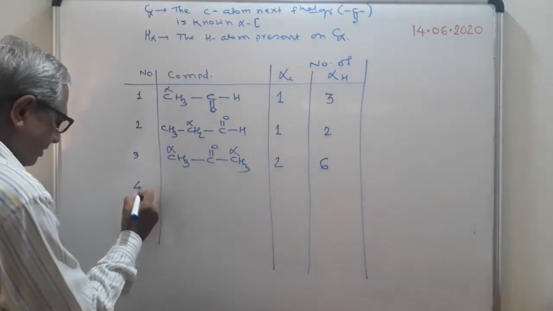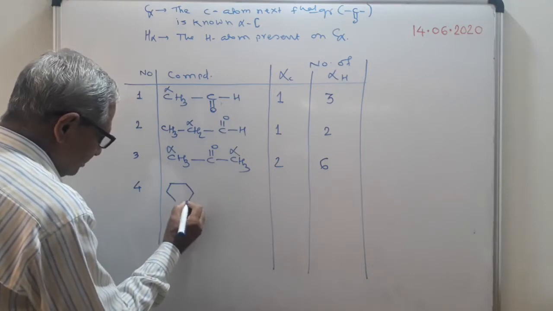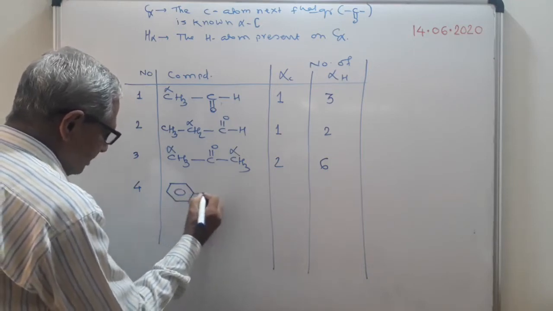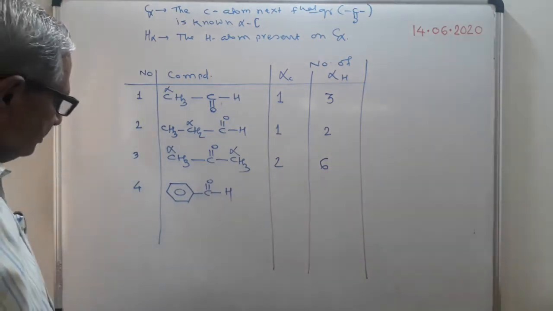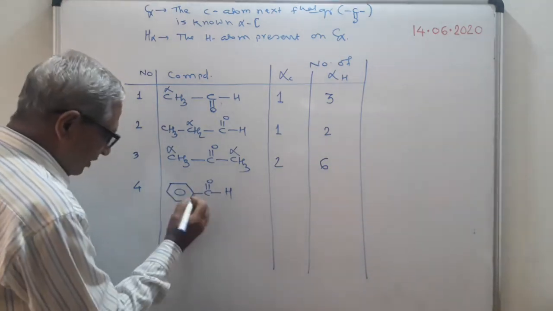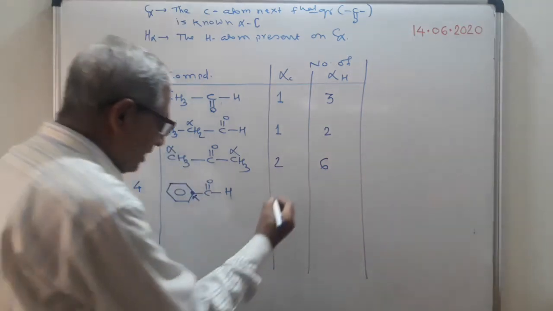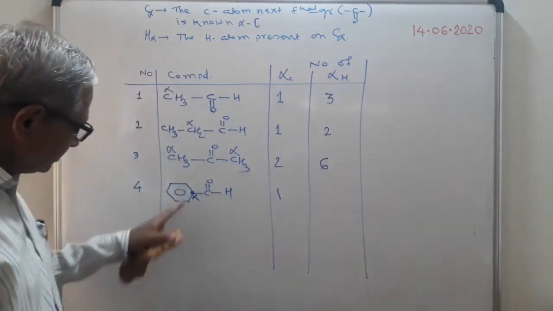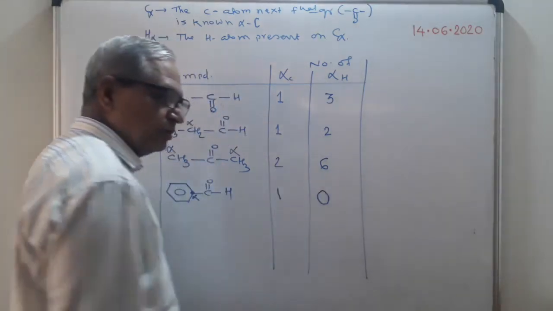Fourth example, benzaldehyde. Benzaldehyde has the formula benzene ring, C double bond O, H. Now see, this is your functional group. This is your alpha carbon. There is one alpha carbon atom. On this carbon atom there is no hydrogen. Therefore, I will write here 0.